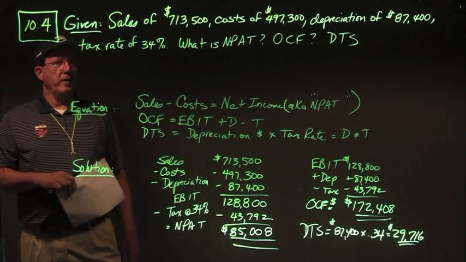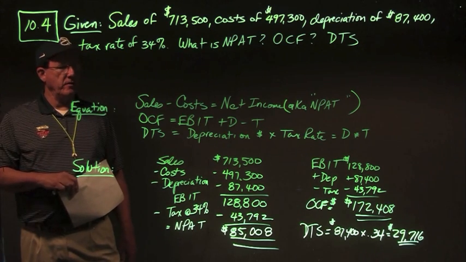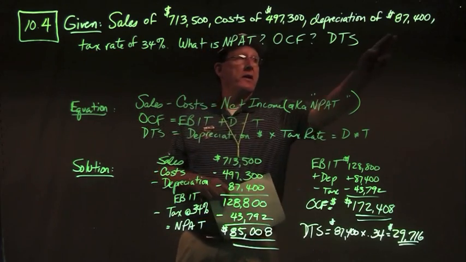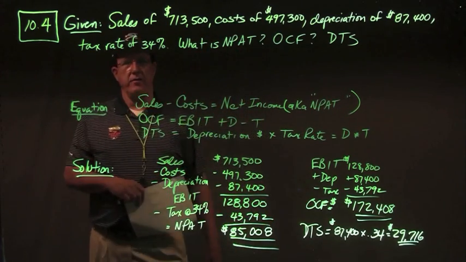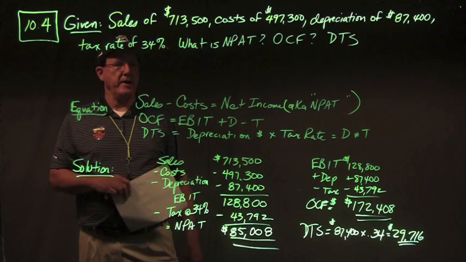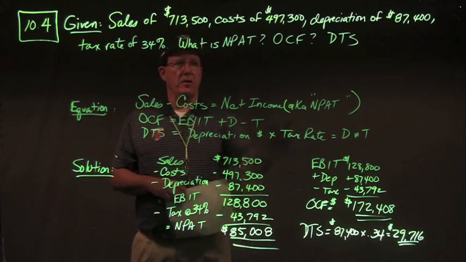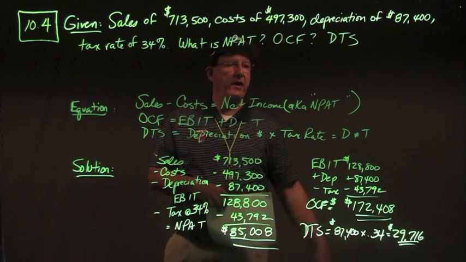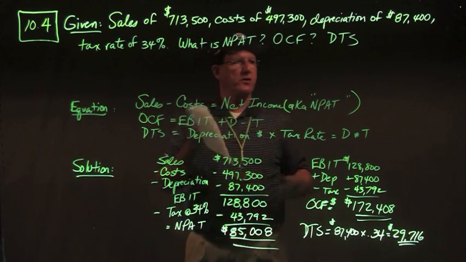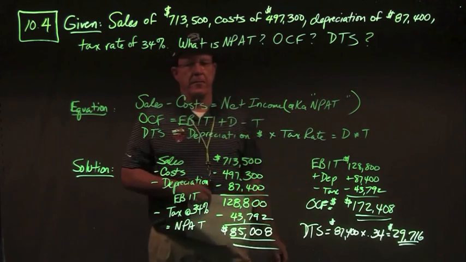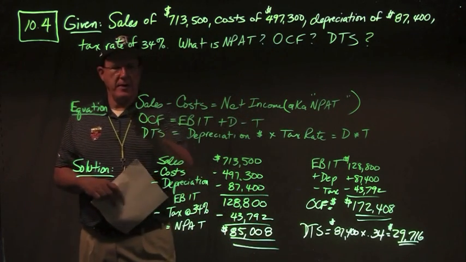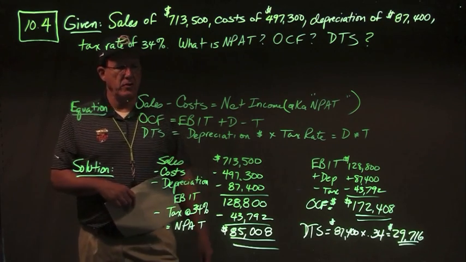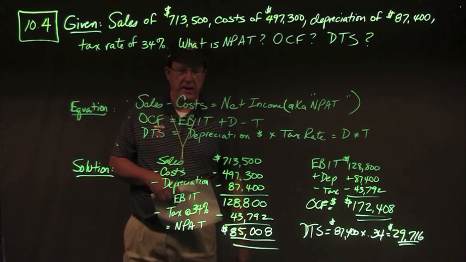In problem 10.4, we're given sales of $713,500, cost of $497,300, depreciation of $87,400, and a tax rate of 34%. Looks very much like a P&L to me. The author wants to know what's the NPAT or net income, what's my OCF or operating cash flow, and what is my depreciation tax shield, DTS. Equations: the income statement equation, sales minus cost equals net income. The OCF equation, traditional: EBIT plus D minus T.